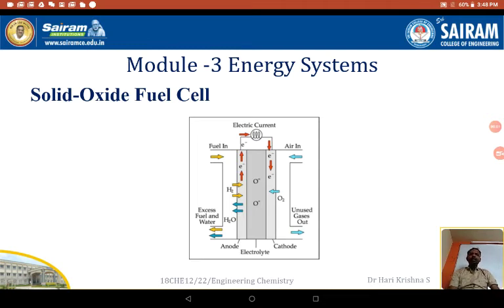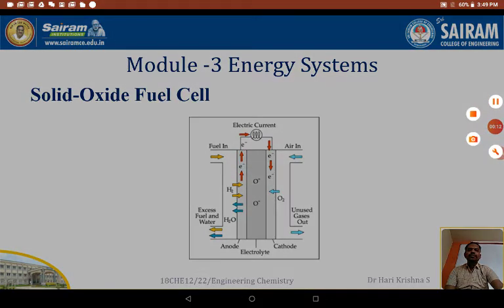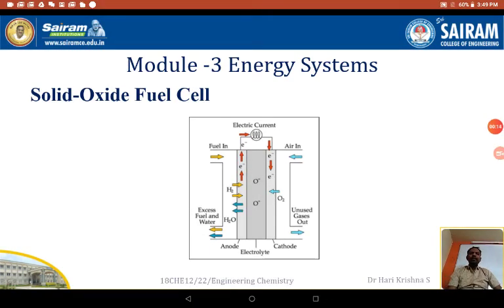Good morning. In our previous session, we discussed methanol oxygen fuel cells. In methanol oxygen fuel cells, we have methanol as the reactant or fuel and oxygen at the cathodic site. The electrolyte used here was sulfuric acid, right?